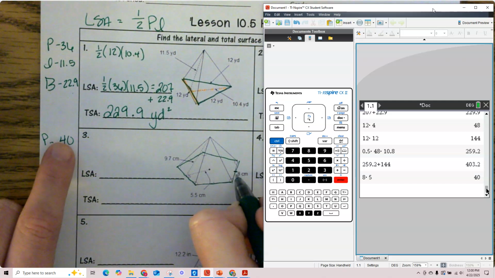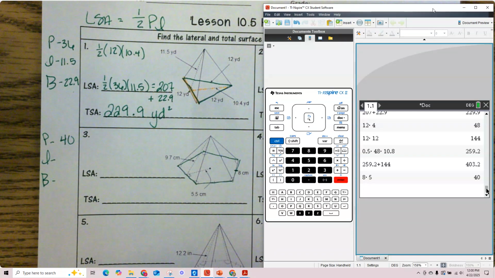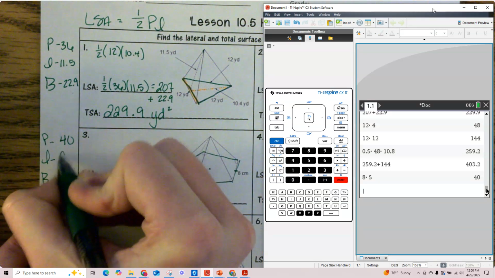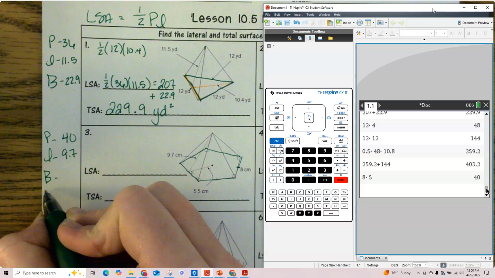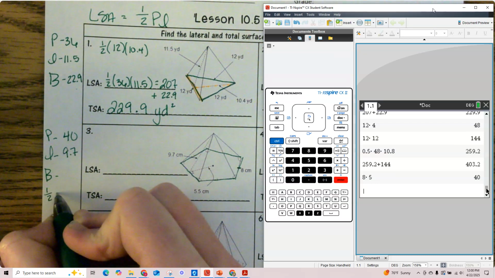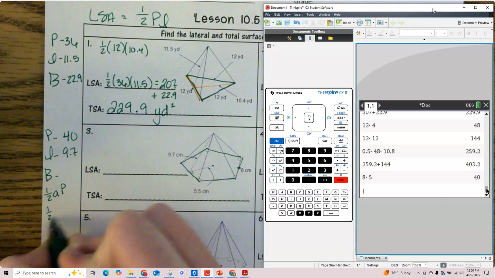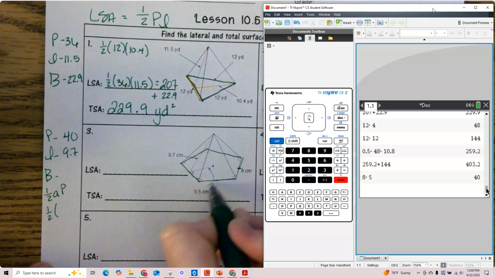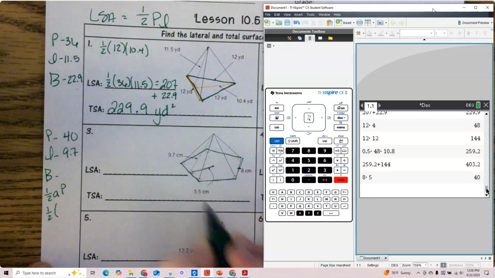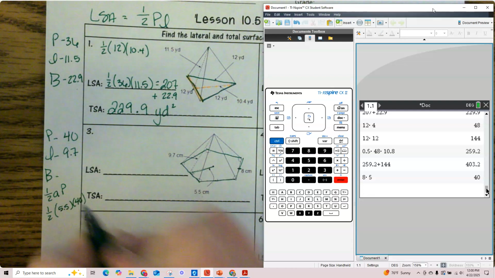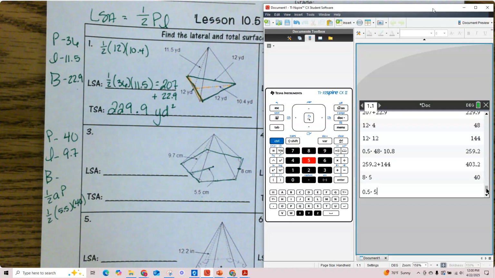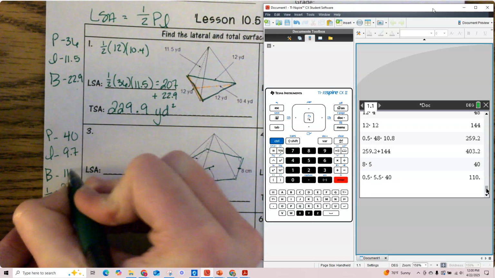One big mistake I've seen is we're just using that 8. That's just one side. We need all the sides. Slant height is 9.7. And then big B, so polygonal, 1/2 apothem times perimeter. So the apothem, you can kind of see the arrow drawn in here. Our apothem is 5.5, and we've already found our perimeter, that 40. So big B is 110.